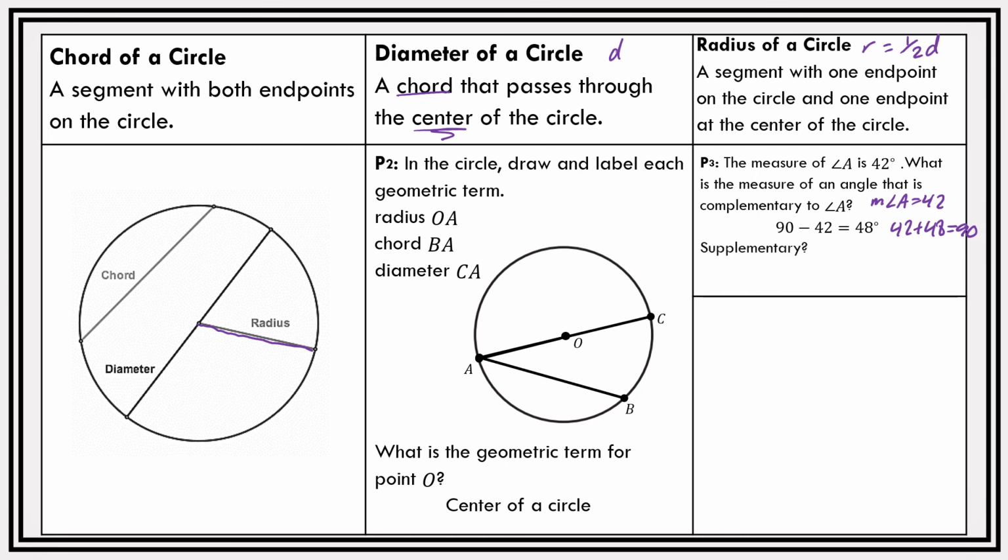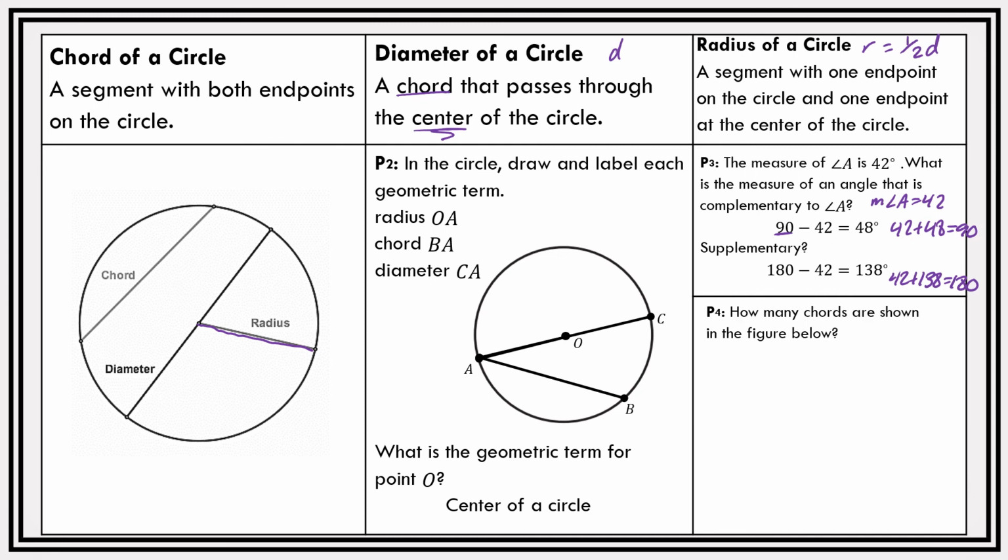All right. How about supplementary? So instead of 90 right here, we would just do 180 minus 42 to get 138. And if you want to check yourself again, you can do 42 plus 138 is of course equal to 180. Very good. Remember the supplementary means their measures add up to 180. Complementary means their measures add up to 90.